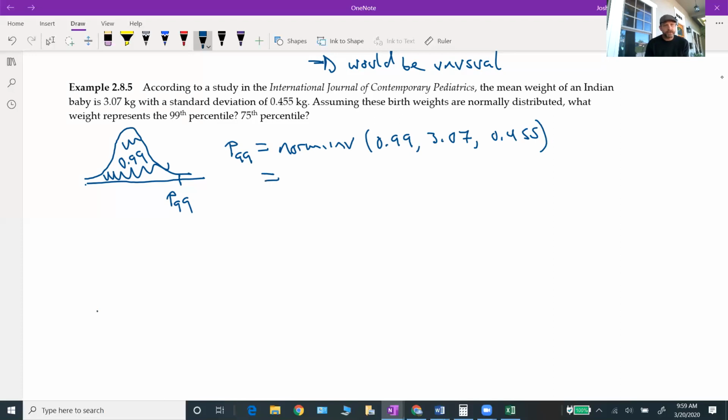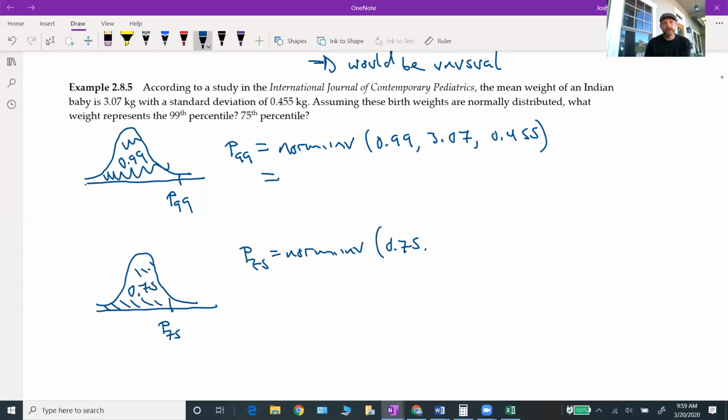And before I do that, I'm going to set up the other one as well. So for the 75th, right, we have a little less area. So we should expect a smaller value. This will be P75. Well, same idea, right? We've got this cumulative area. So norm inverse, that cumulative area is 0.75. The mean is 3.07, and the standard deviation is 0.455. All right, let's compute these.